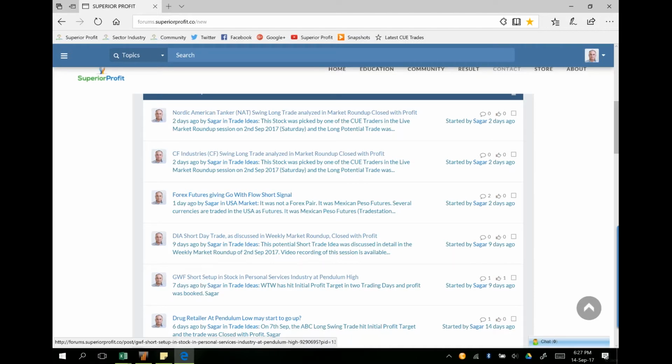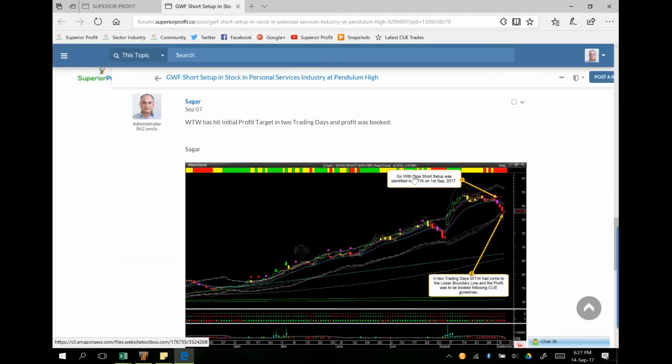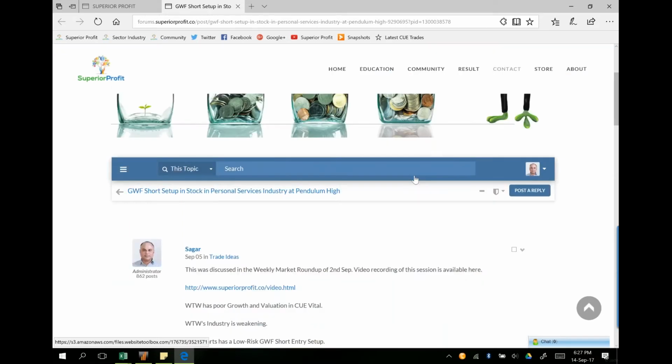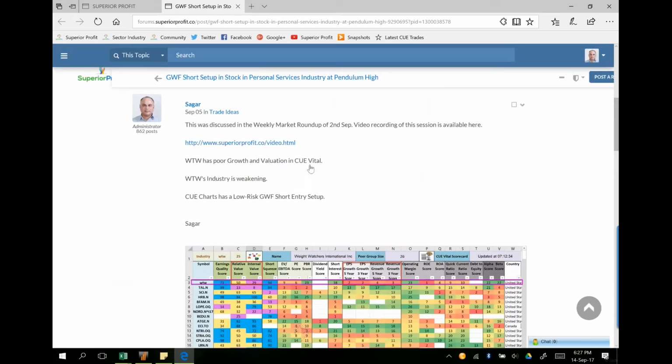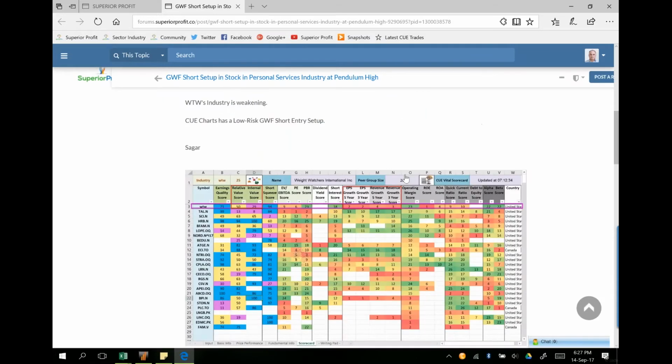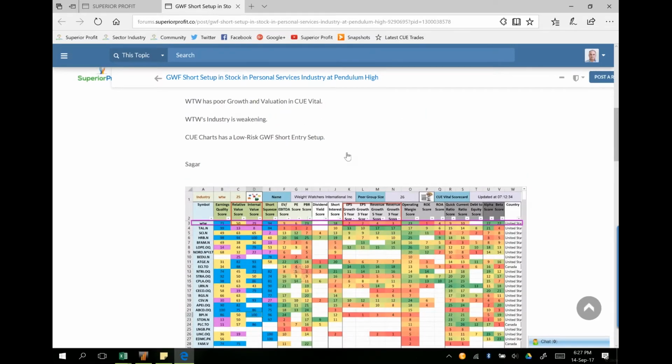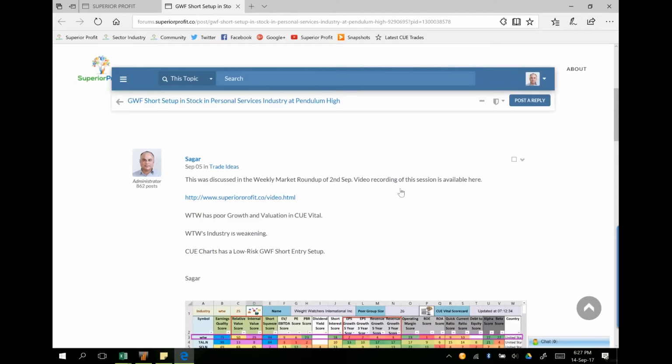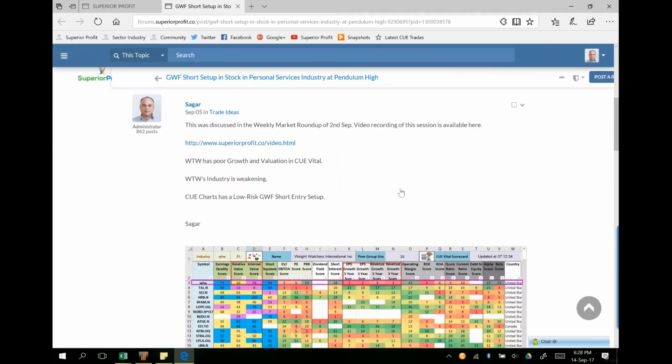Next trade is a go with flow, that is trend following short setup. This is swing trade. Let me look at that. This was my trade idea. It was also discussed in the 2nd September weekly market roundup. You can watch the video. This is the stock WTW, that is Weight Watchers, a well-known stock.